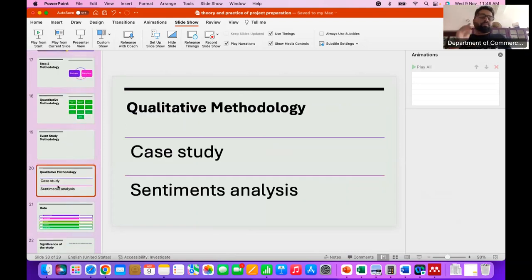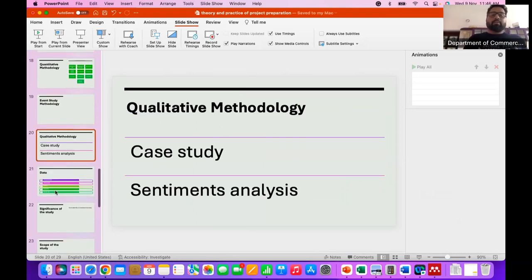Qualitative research also has methodologies. You can complete a project using the case study method or sentiment analysis. You can collect data from Twitter regarding sentiments about Bitcoin, cryptocurrency, CBDC, etc. This is the qualitative methodology part.